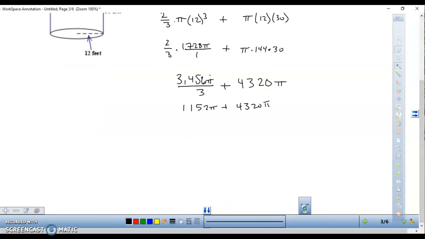So finally, we get that the volume of that solid there, which is composed of the hemisphere and the cylinder, is 5,472 pi cubic feet. Excellent.